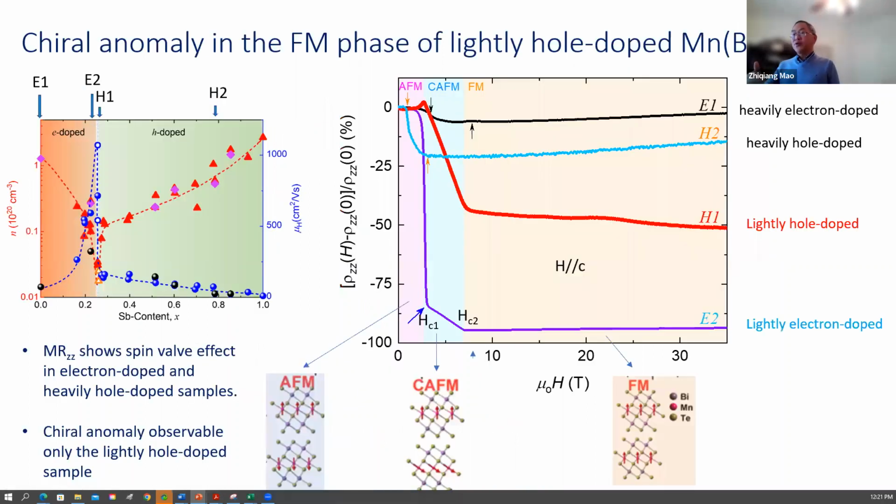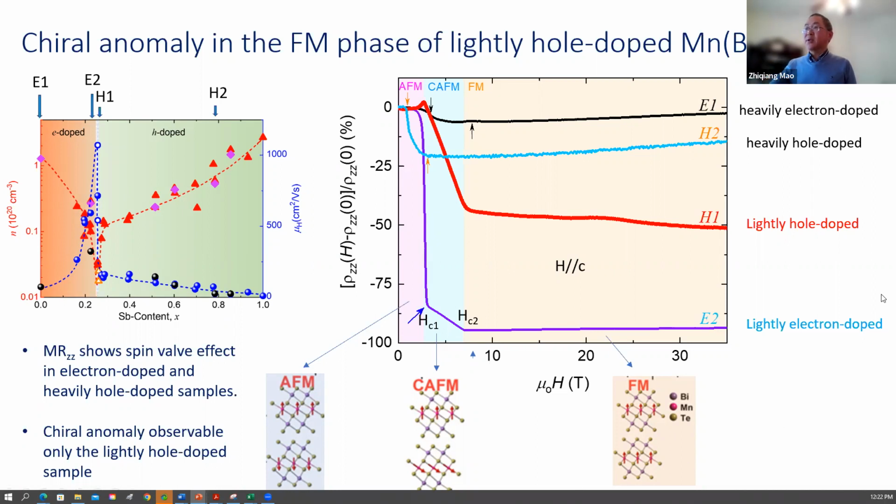So, in transport, the Weyl state has two remarkable signatures. One is the chiral anomaly. The other is a large anomalous Hall effect. So first, let me show you the evidence of the chiral anomaly. What the chiral anomaly means is that when you apply a magnetic field parallel to the electric field, the resistance of the sample should decrease, meaning negative magnetoresistance. And that is driven by a topological effect called the topological current.